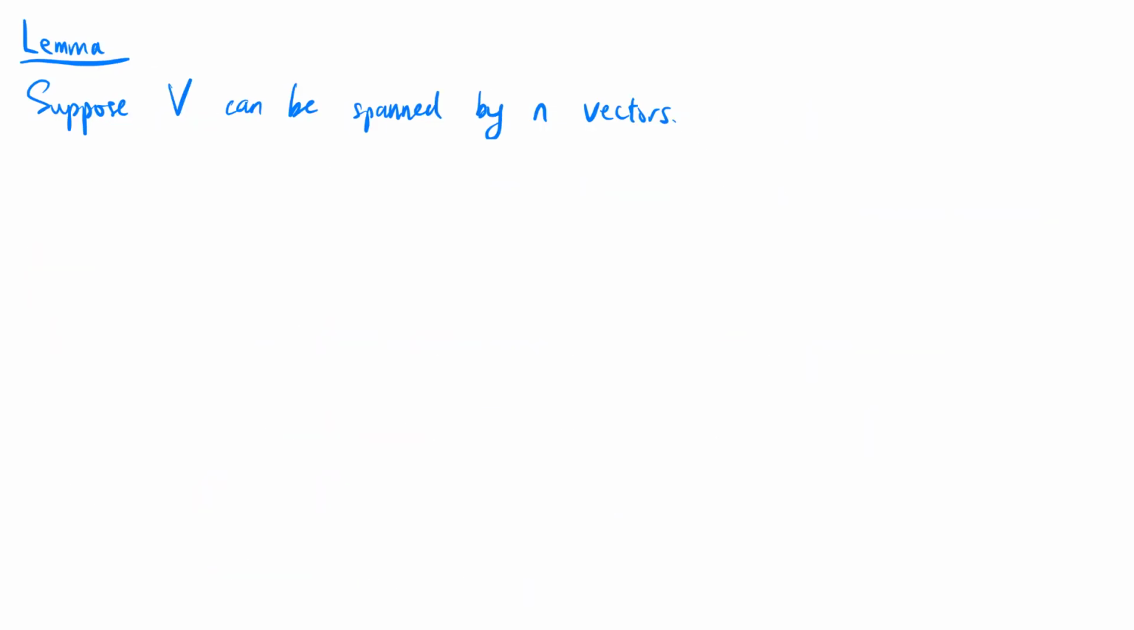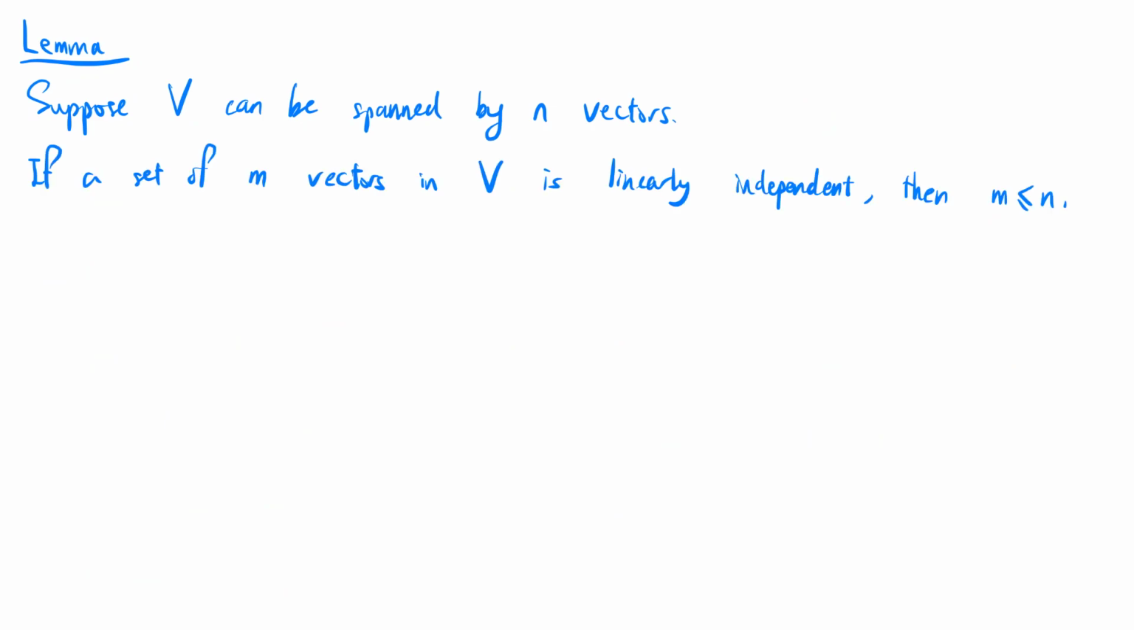Now let's prove an important lemma. Suppose V can be spanned by n vectors. If a set of m vectors in V is linearly independent, then m is less than or equal to n. This means that the number of vectors in a linearly independent set must be less than or equal to the number of vectors in a spanning set.